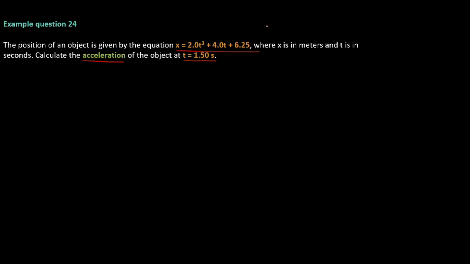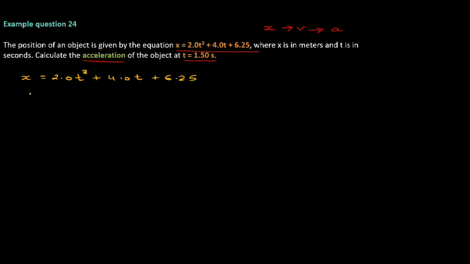Again, now we have the position function x, and we need to find acceleration from this position function. So first we will take derivative of x to find velocity function v. And then we will take derivative of this velocity function to find acceleration a. So we have to differentiate this position function twice to reach a. So let's start. I will write my position function x as 2.0t cube plus 4.0t plus 6.25.